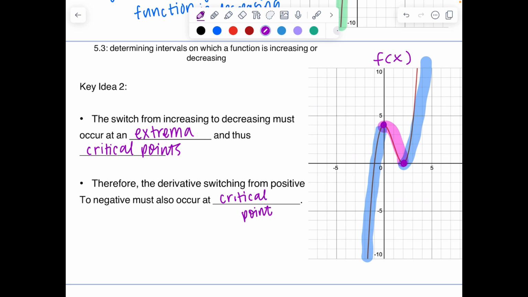So if the switch from increasing to decreasing must occur at extrema, then the derivative switching from positive to negative would also be a critical point. So we're going to go on to our next page.